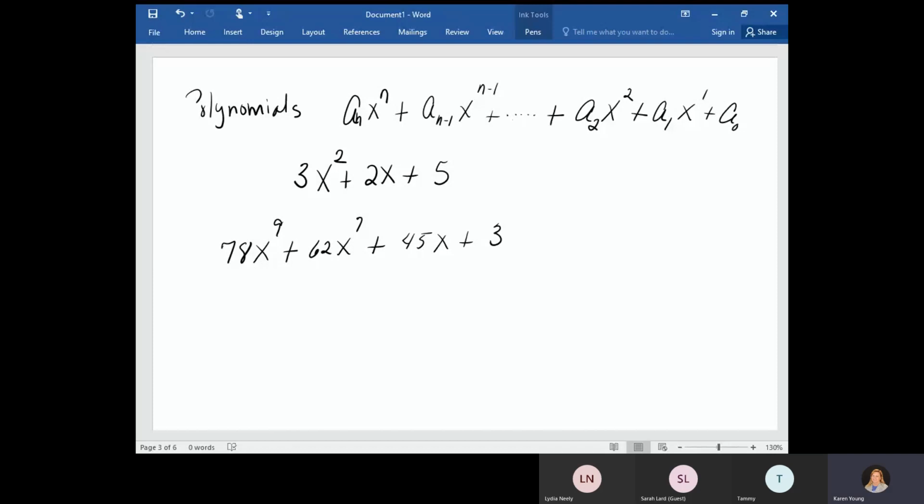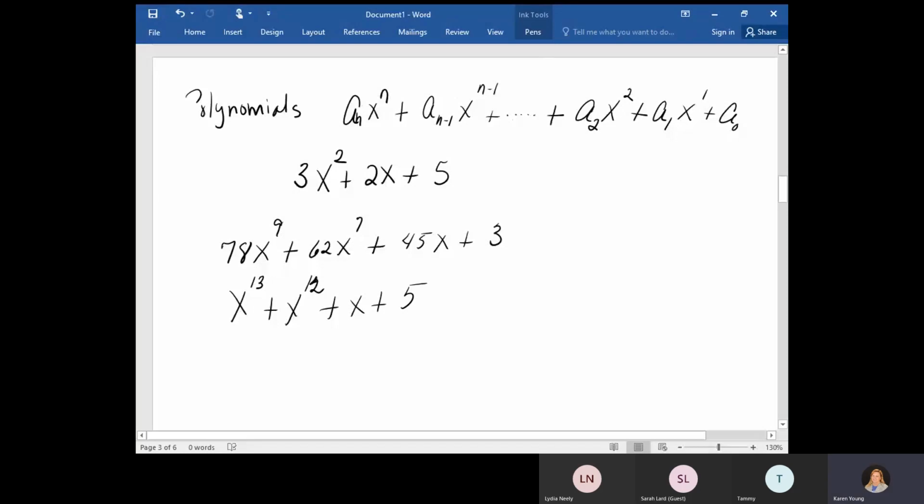But yeah, it's just going to be in descending order, is all it is. We can have any number in front. We can have any power. We can skip powers in between. So those are just polynomials. You're going to see a wide variety of them, and it may not even have a number. You could have x to the 13th plus x to the 12th plus x plus 5.